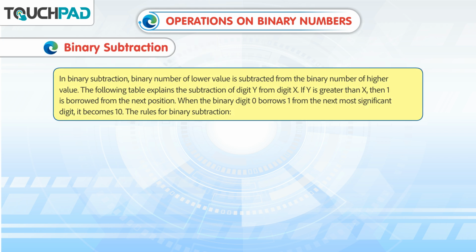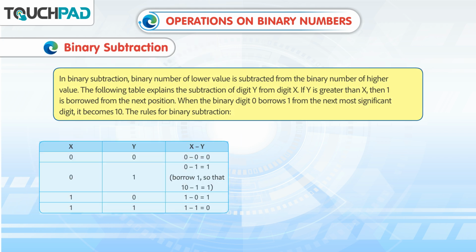Binary subtraction. In binary subtraction, the binary number of lower value is subtracted from the binary number of higher value. The following table explains the subtraction of digit y from digit x. If y is greater than x, then 1 is borrowed from the next position. When the binary digit 0 borrows 1 from the next most significant digit, it becomes 10.